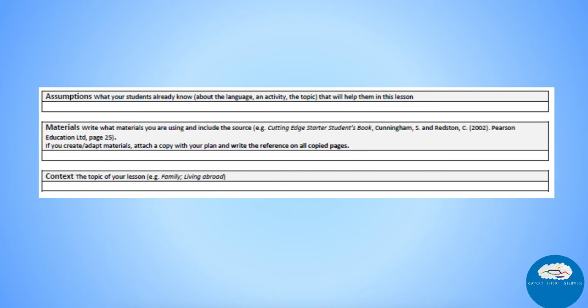It's not a good idea to assume that the students already know the language in your lesson. So let's say your lesson is past simple. I wouldn't assume that they already know everything about past simple, because then what's the point of your lesson? If the students already know it, then why are you teaching it? So make sure that you're making reasonable assumptions about the students' knowledge without assuming that they already know everything in your lesson.